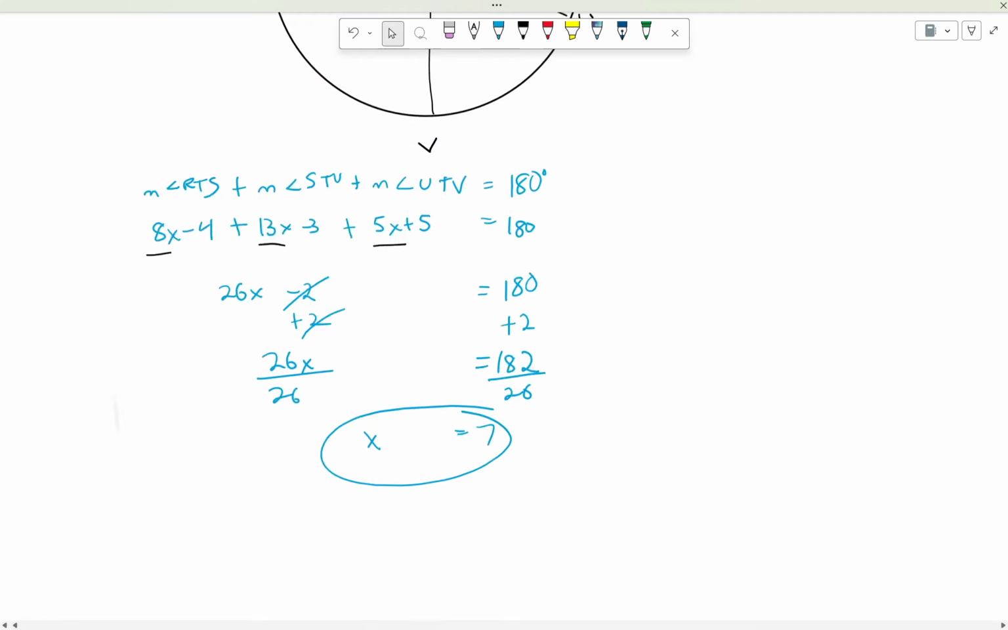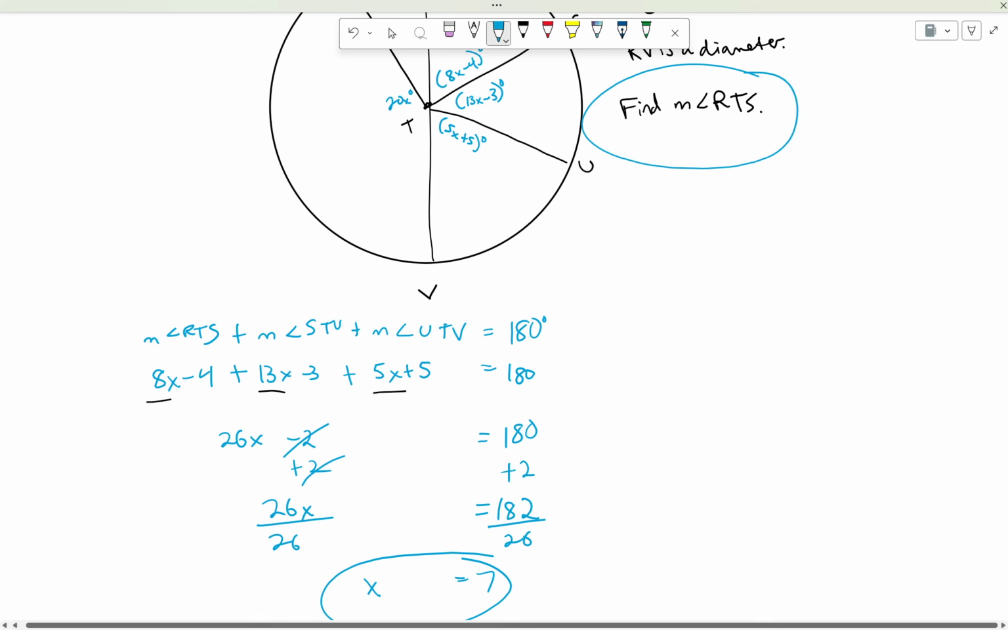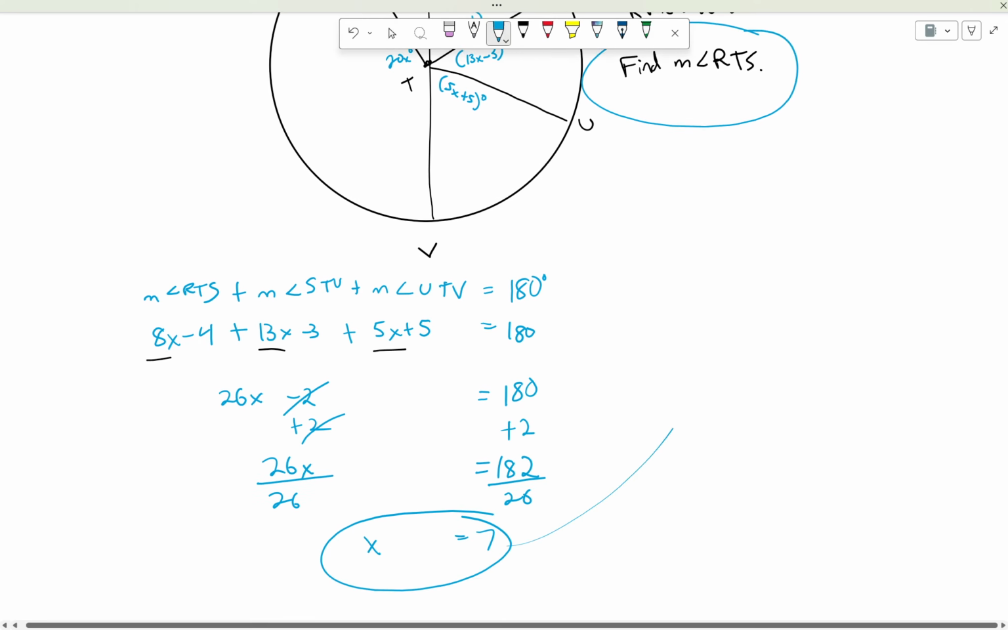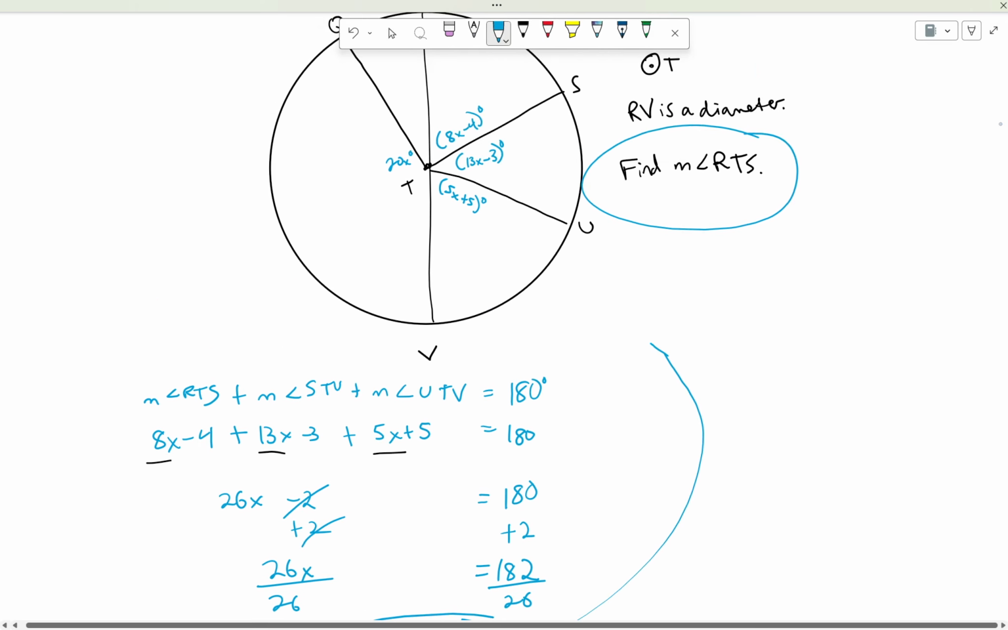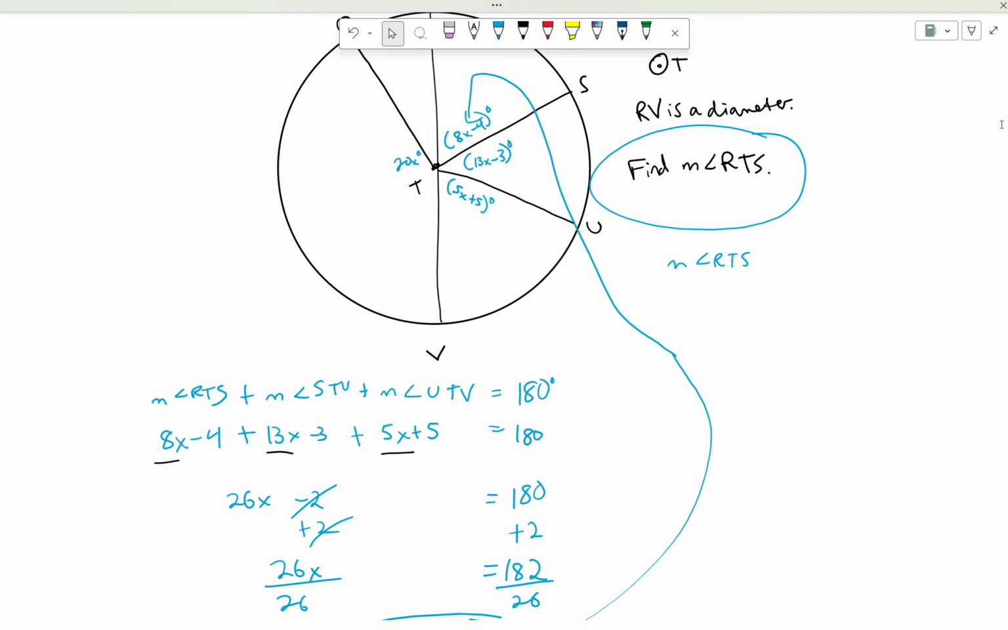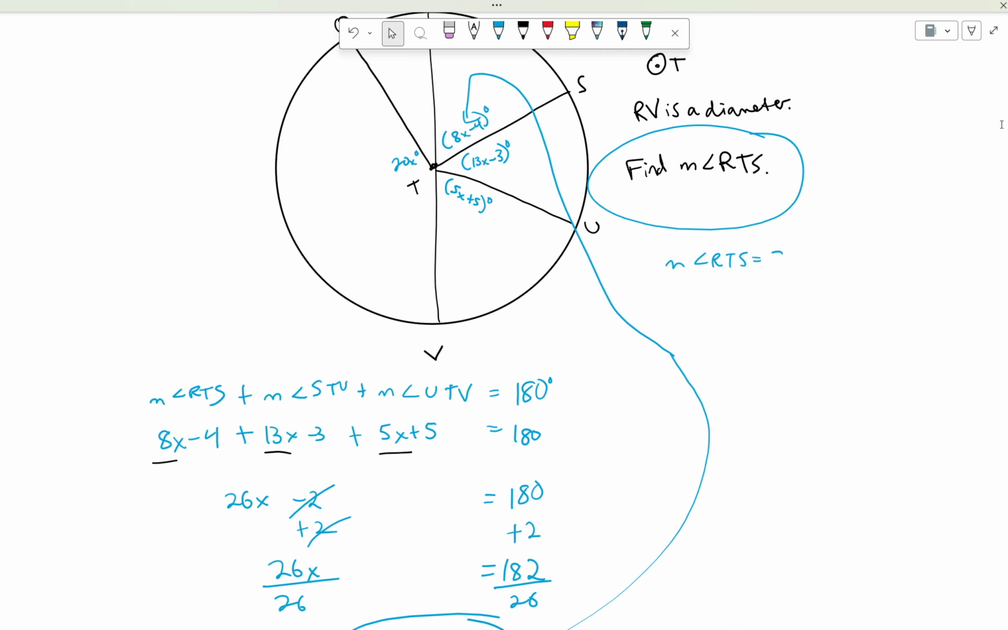So that's not what it asks us for. It wants the measure of RTS. So we're going to take that 7 and plug it back in here. The measure of angle RTS is equal to 8x minus 4, which is 8 times 7 minus 4, which is 56 minus 4, which means the measure of angle RTS is equal to 52.